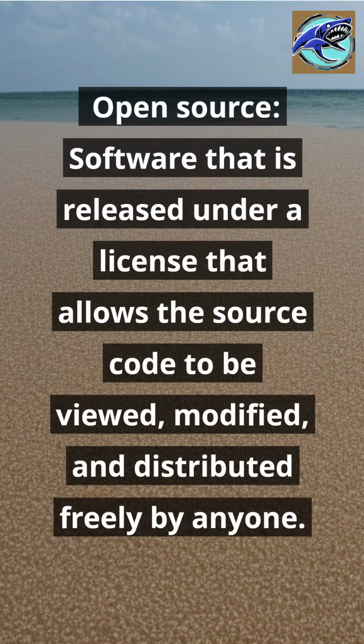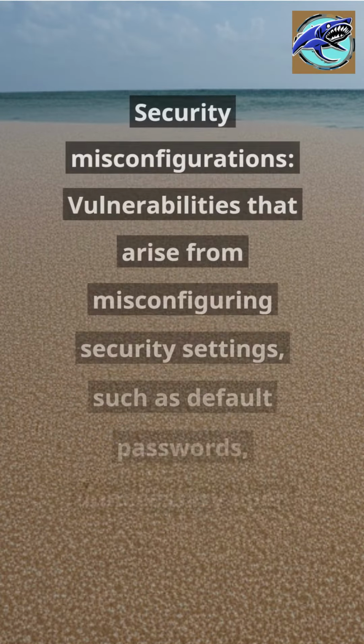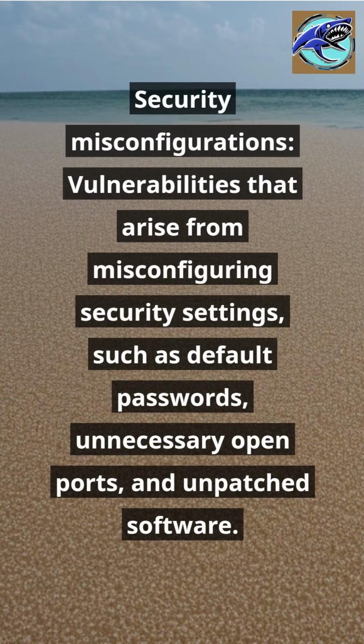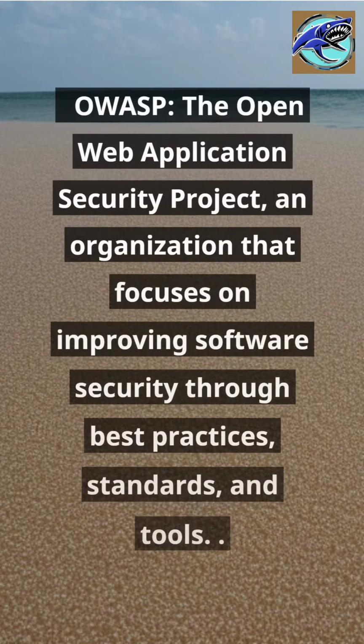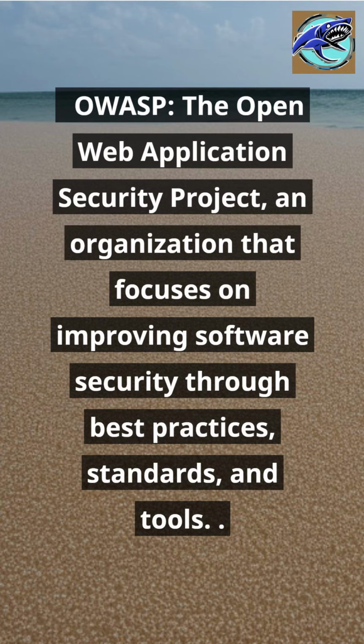Open source, software that is released under a license that allows the source code to be viewed, modified, and distributed freely by anyone. Security misconfigurations, vulnerabilities that arise from misconfiguring security settings, such as default passwords, unnecessary open ports, and unpatched software. OWASP, the Open Web Application Security Project, an organization that focuses on improving software security through best practices, standards, and tools.